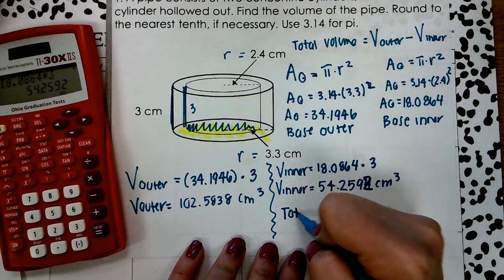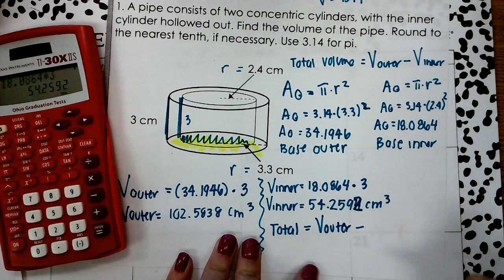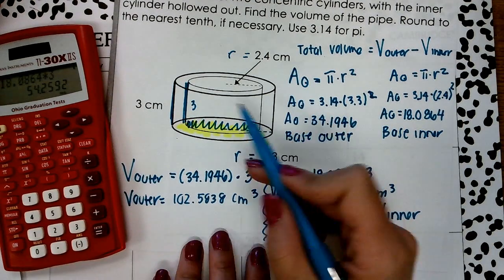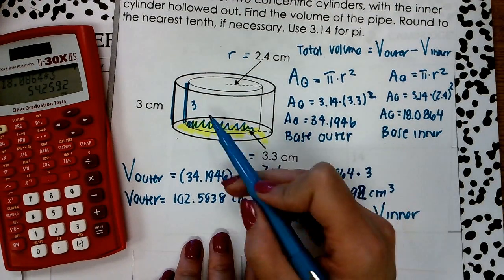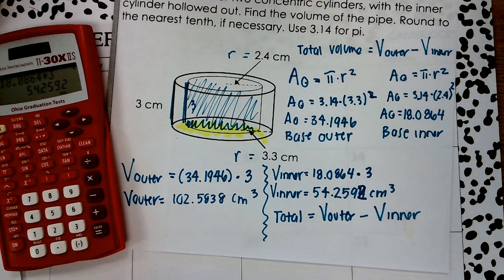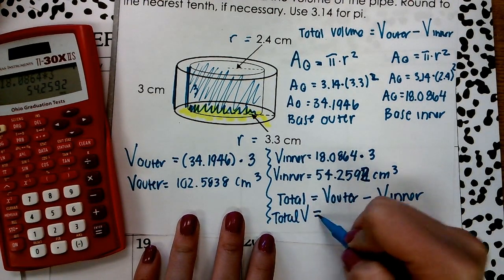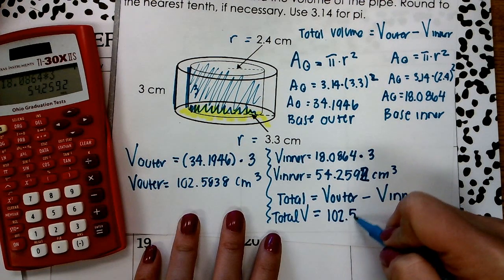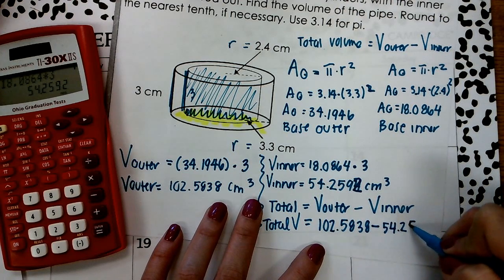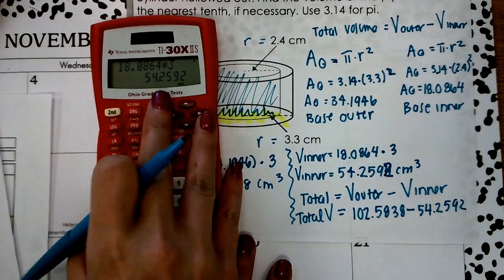Now to find our total volume, remember we take the outer volume, and subtract from it, take away from it, the inner volume. So the volume of the outer cylinder, which is the whole figure, minus the volume of the inner cylinder, because this inner smaller cylinder here is hollowed out, so it's not taking up space. All right, so our total volume is equal to 102.5838 minus 54.2592. And now we're just going to take this and we're going to type it in our calculator.